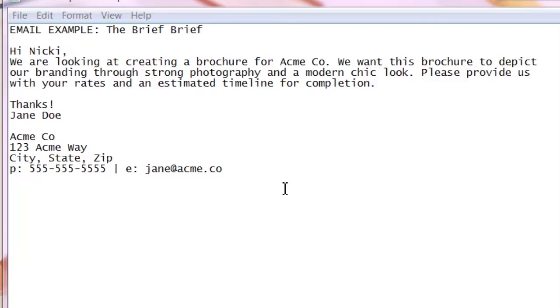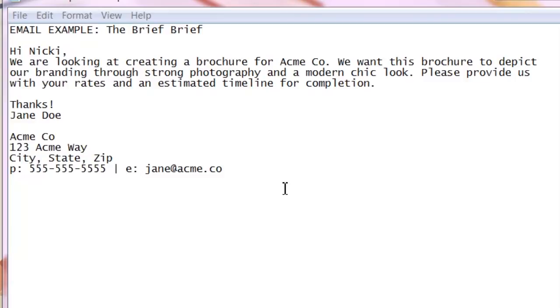So you can assume here that perhaps this means that you're going to be able to have some creative freedom and decide for them what type of brochure this is going to be. Is it going to be a standard trifold? Is it going to be a gatefold? Things like that. And then we know that they want to depict their branding through strong photography and a modern chic look. So now we have some insight into the design. They want strong photos. Do they have these photos, or are we going to need to obtain or take them? And they also want a modern chic look.